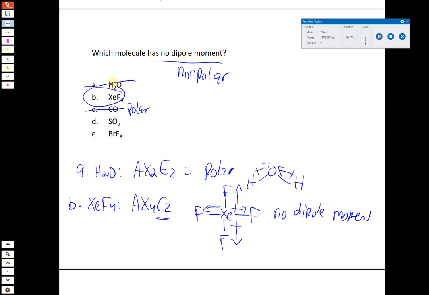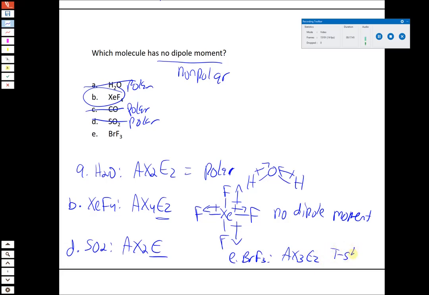The rest of these we can go through quickly. We said C was one we could eliminate right off the bat because it's two different atoms. But if we have SO2, we saw this one earlier, that's AX2E. Anything with one lone pair is polar. So those are all polar, polar, polar. And then BrF3, we draw the Lewis structure, it comes out to AX3E2.